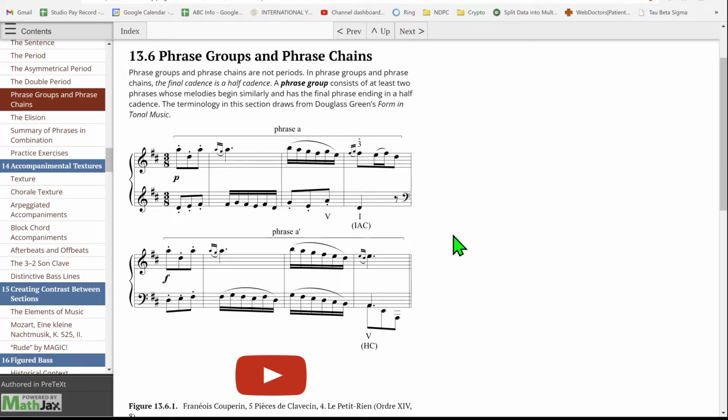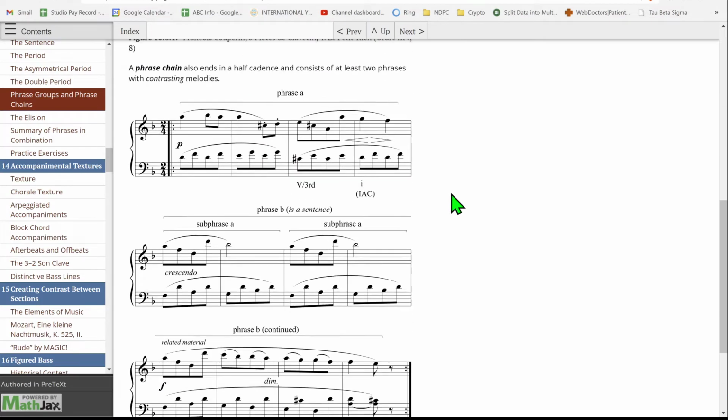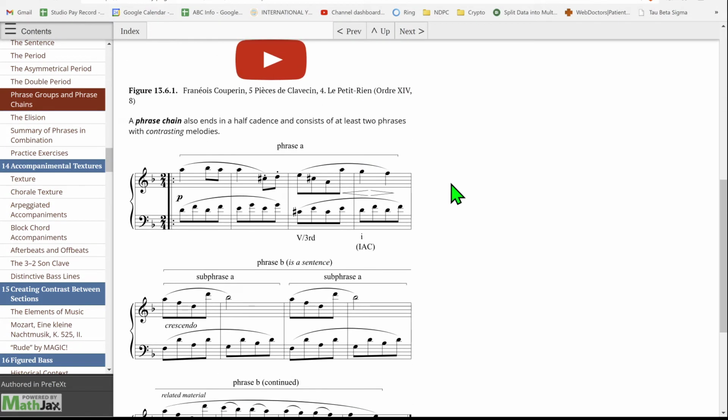It doesn't in my mind, okay? So I don't like that one, but check your book to see if that's the case. Phrase chain exists in this text that they're using. I don't know if you had phrase chains, but here's another. Their definition of phrase chain also ends in a half cadence, but it consists of phrases with contrasting melodies.